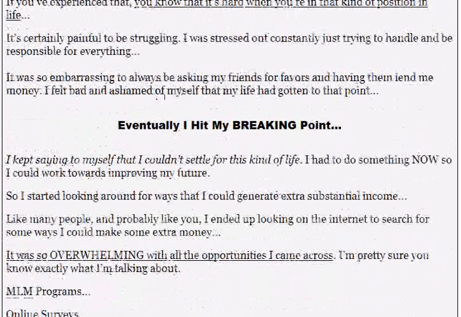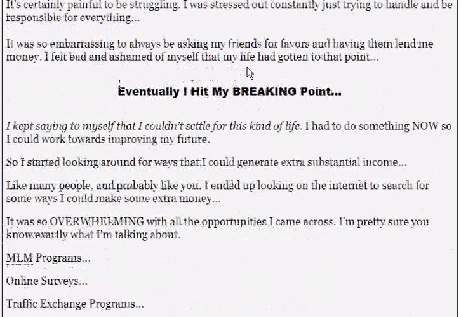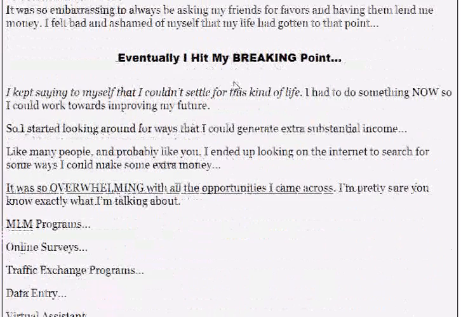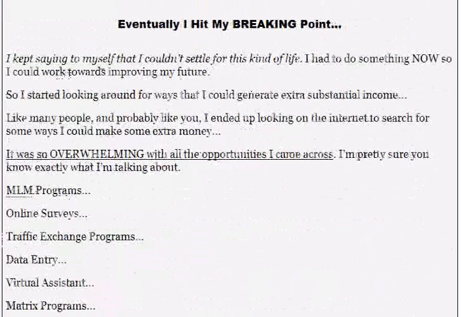Okay, it was so embarrassing to always be asking my friends for favors and having them lend me money. I felt bad and ashamed of myself that my life had gotten to that point. Eventually, I hit my breaking point. I kept saying to myself that I couldn't settle for this kind of life. I had to do something now.